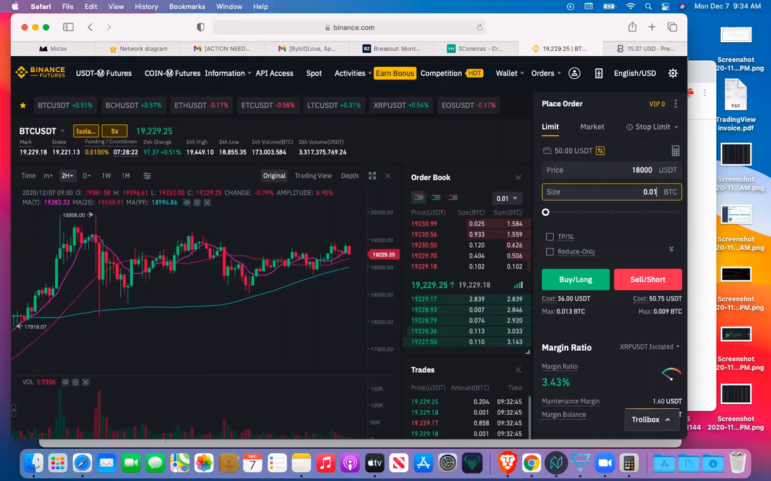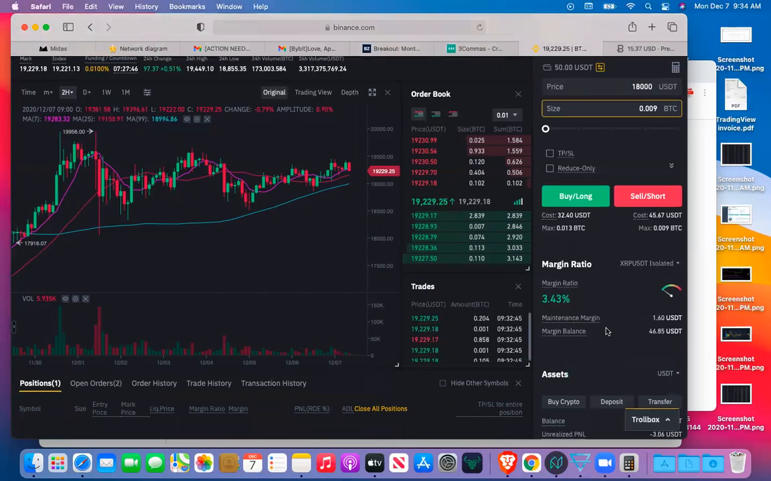So $36. Okay. Out of my $50, so 0.05. I need more than that. 0.02, 0.01, okay, 0.01, so 0.009. Okay, so 0.009 to use for the trade.